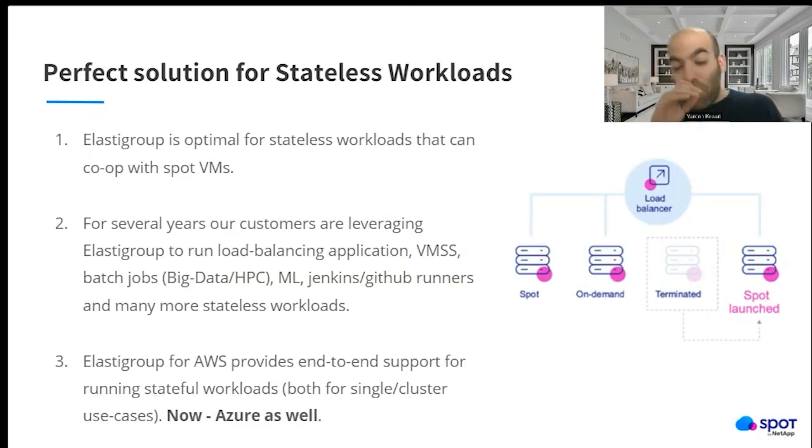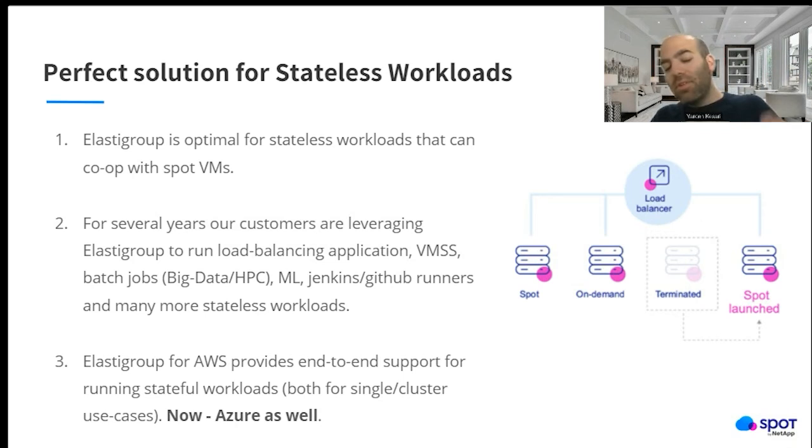Elastigroup is, let's say, a perfect solution for stateless workloads. We can see that customers that are using any kind of VMSS, load balancing application, big data environment, CI/CD runners, machine learning environments, and so on are pretty much a perfect match to choose Elastigroup as their cloud optimization engine, because the majority of those are replacement tolerant, and most of the time they don't even contain stateful capabilities.